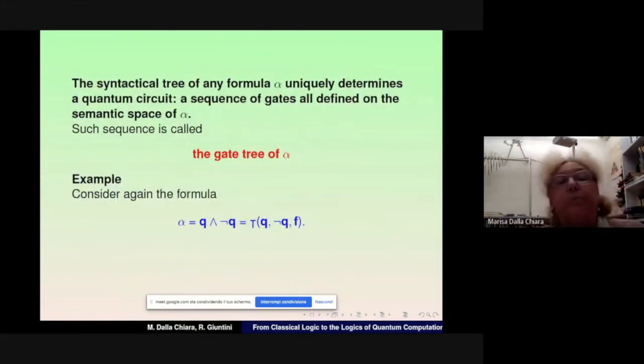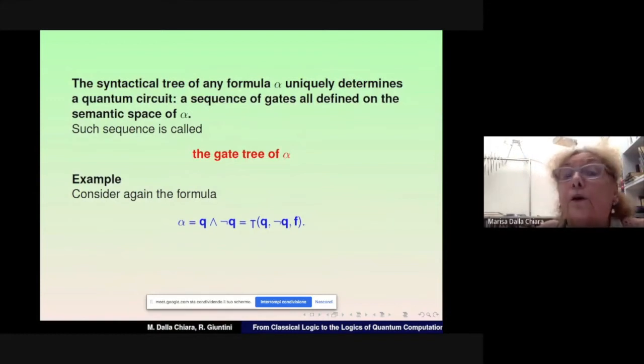But what happens? The syntactical tree of any formula alpha uniquely determines a quantum circuit, a sequence of gates all defined on the semantic space of our formula alpha. And we call such a sequence the gate tree of alpha. We might say also the circuit of alpha. Perhaps the circuit of alpha would be a better terminology, by the way.